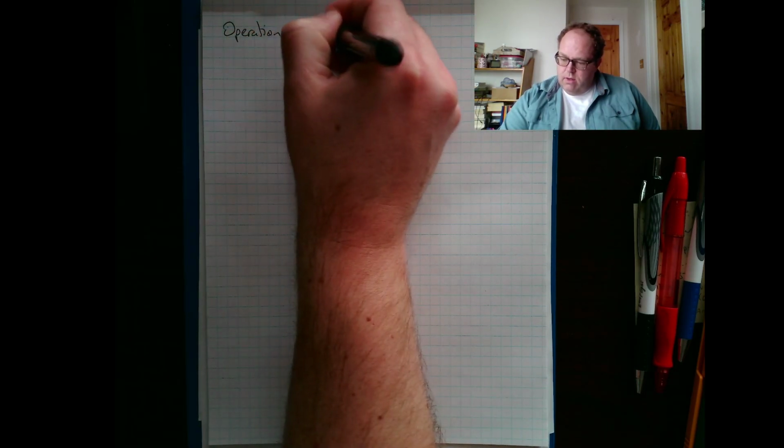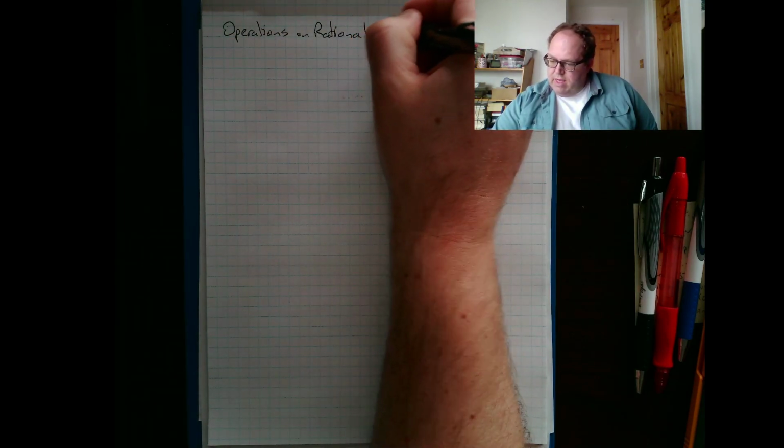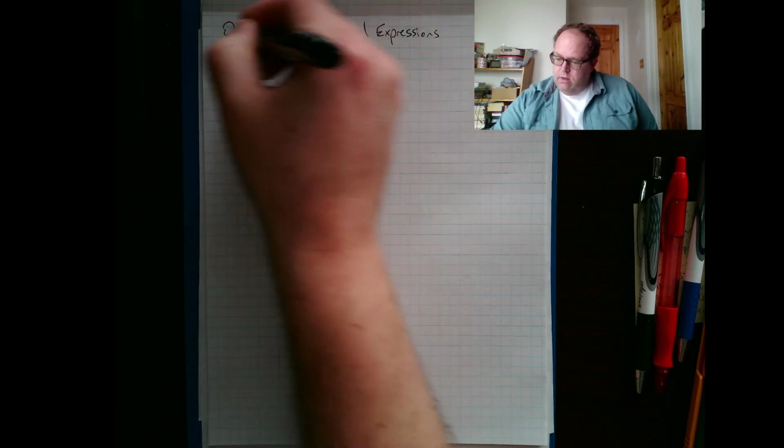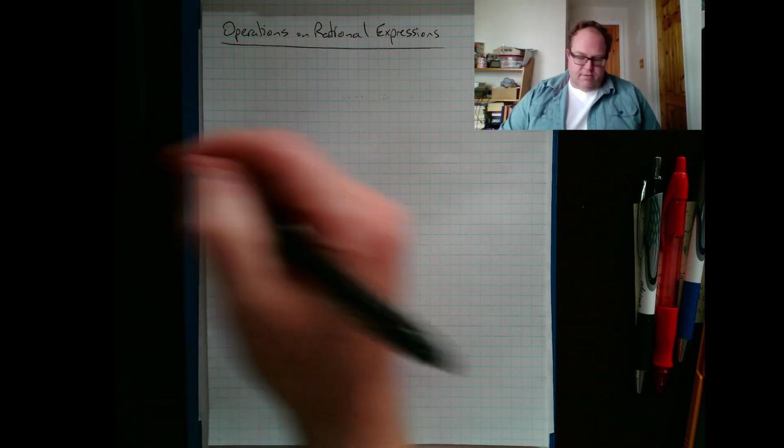All right. In this session, we're going to talk a little bit about performing mathematical operations on rational expressions. Rational expressions we introduced in the last segment. This will be operations on rational expressions, and specifically multiplication, division, and addition and subtraction. Sections 6.2 and 6.3 of your textbook for those of you following along.